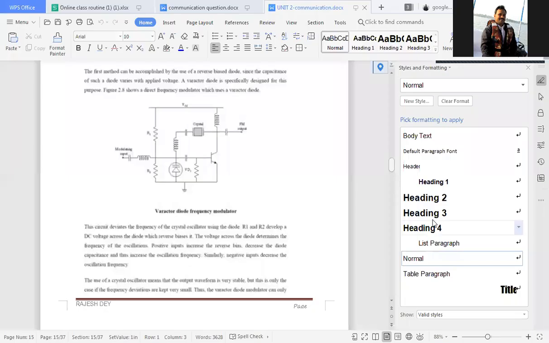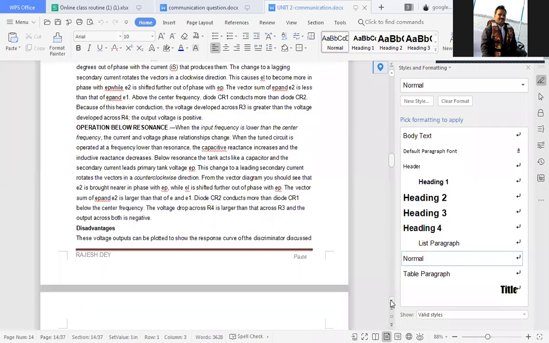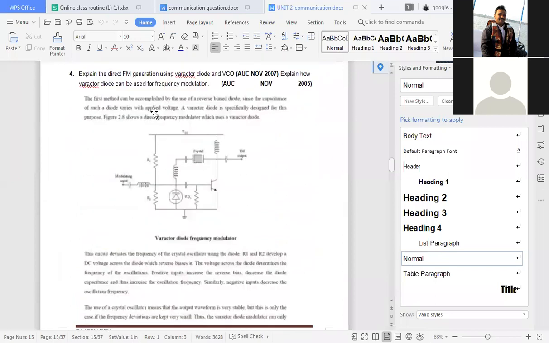Start. Yes, FM generation using varactor diode and VCO. Two topics will be discussed. One is the FM generation using varactor diode, another is the VCO. What is the varactor diode? This is the symbol of varactor diode.